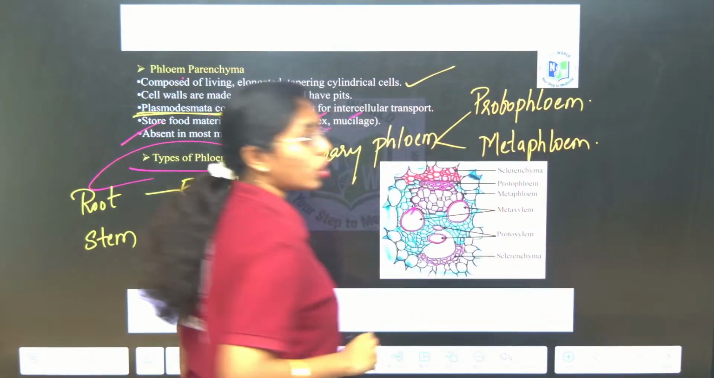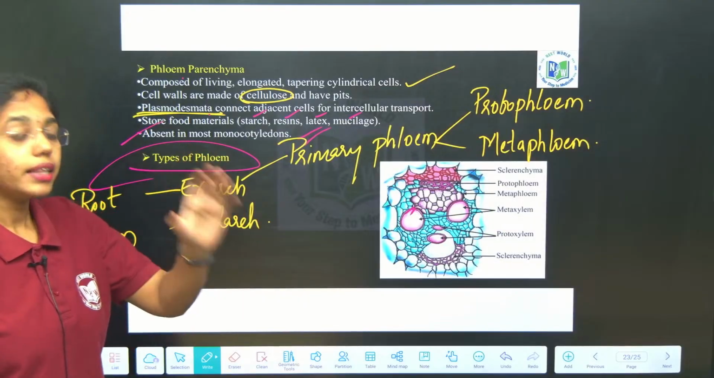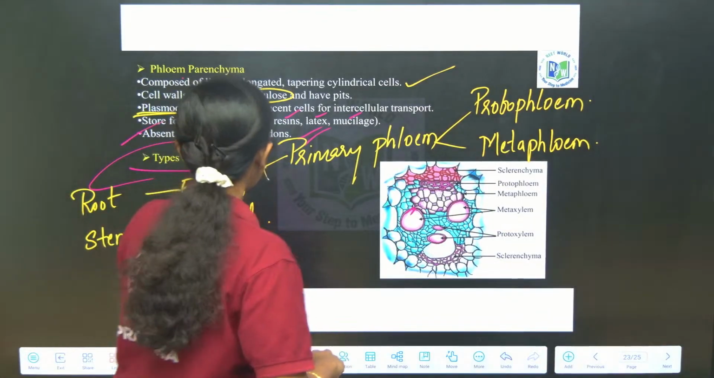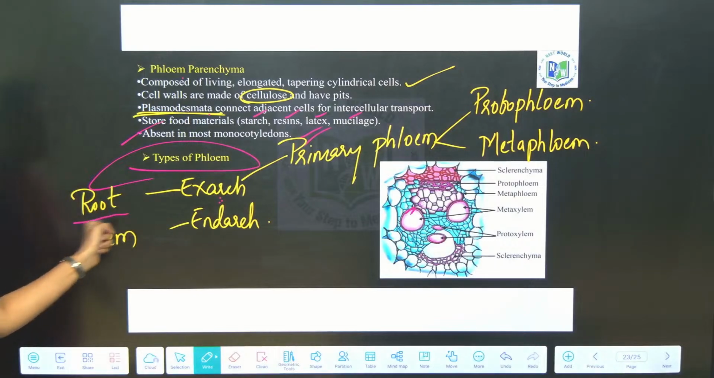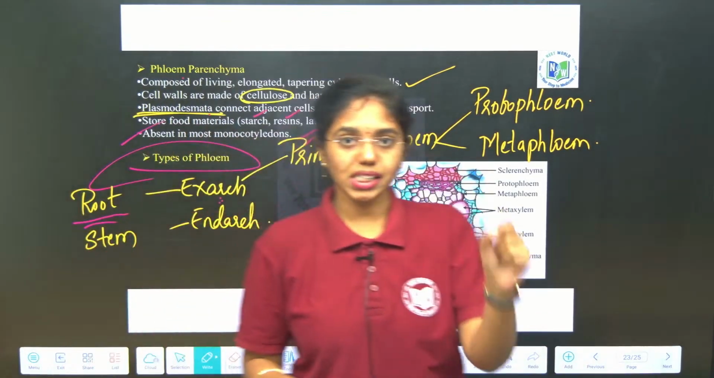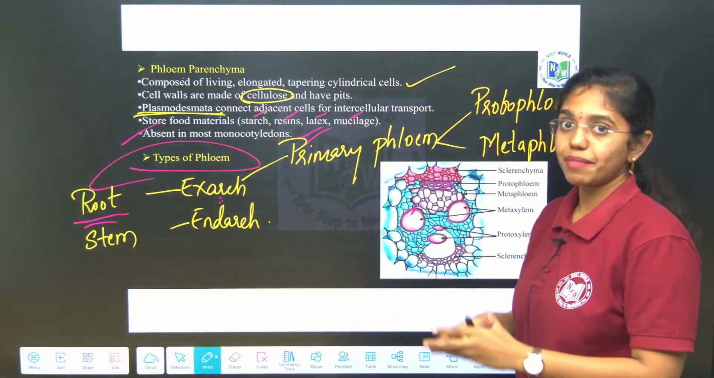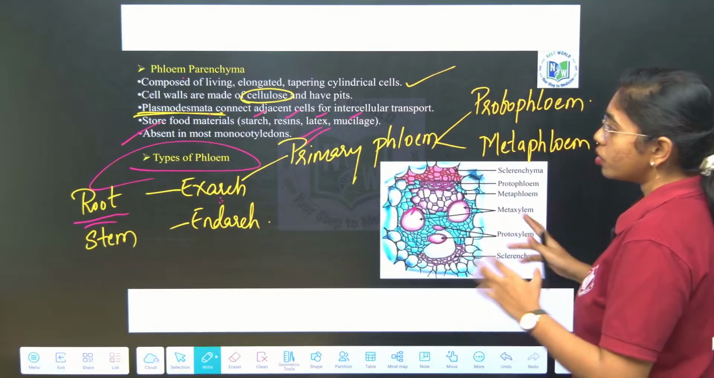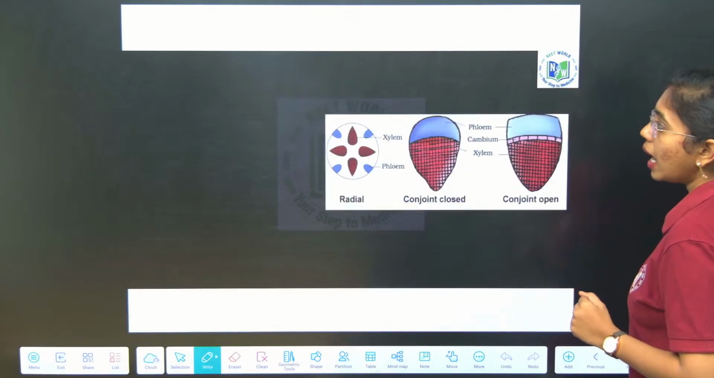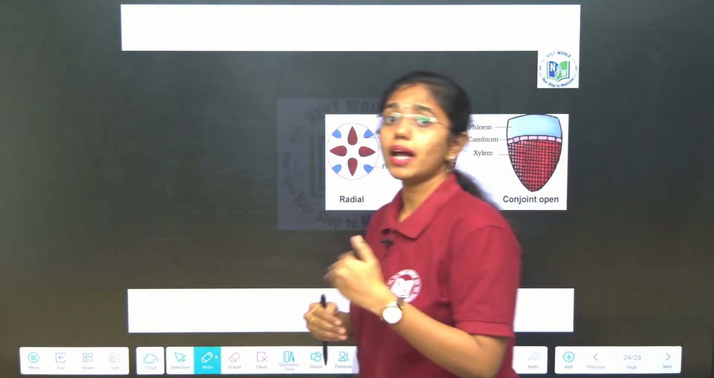If protophloem is towards the periphery and metaphloem is towards the center, then that is called what condition? Exarch condition, that you will see in roots, same as that of xylem. If protophloem is towards the center and metaphloem is towards the periphery, that you will observe in stem, that is endarch condition. So, this is about types of phloem.